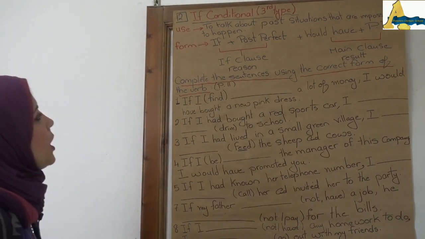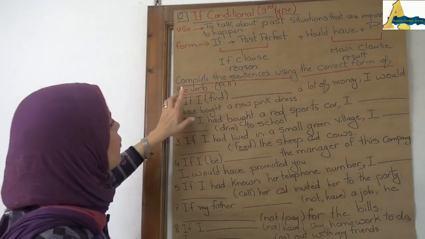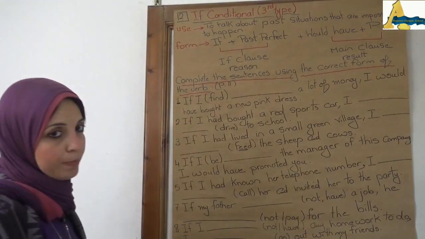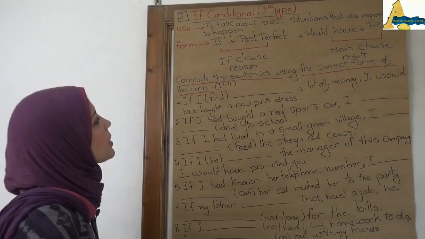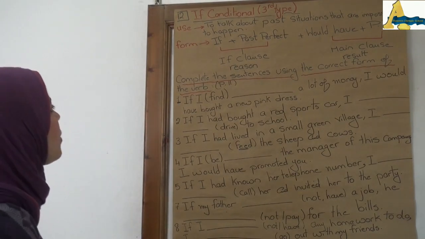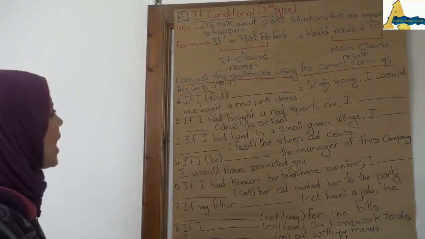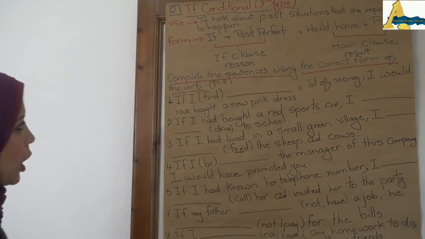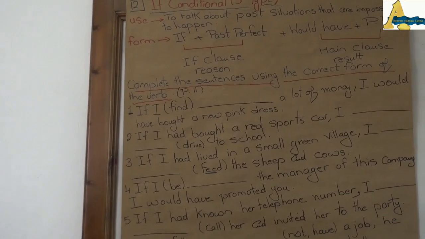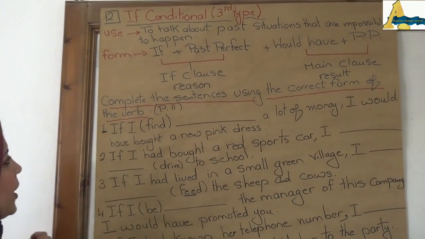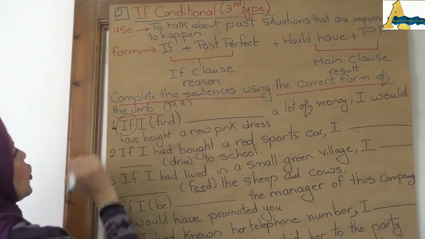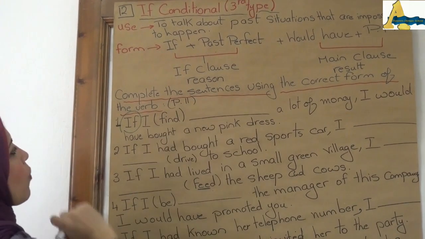Let's answer. This exercise is taken as it is from your revision booklet, page 11. Complete the sentences using the correct form of the verb. If I find a lot of money, I would have bought a new pink dress. How can I change the verb here? I have "if." So this is the if clause. How can I write the verb?